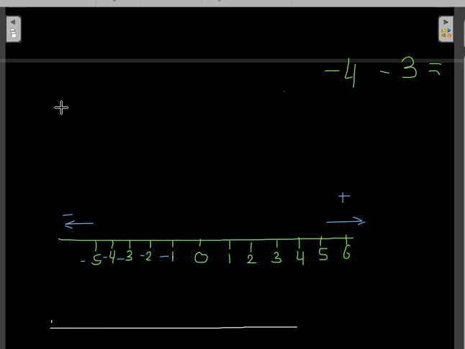Okay, so I want you to start at negative 5 plus 5. Comment down the answer below, as well as negative 3 minus negative 3.